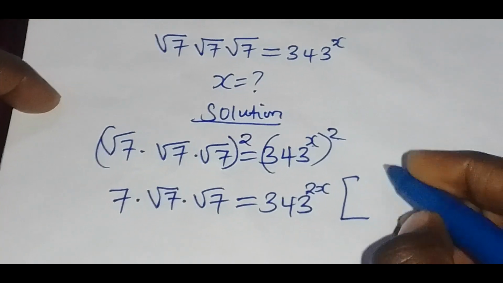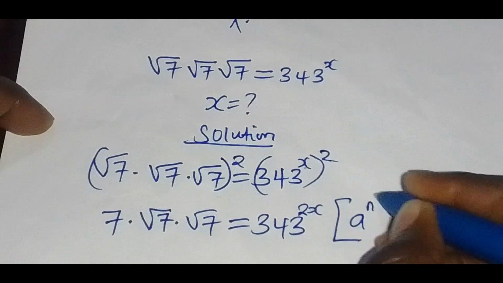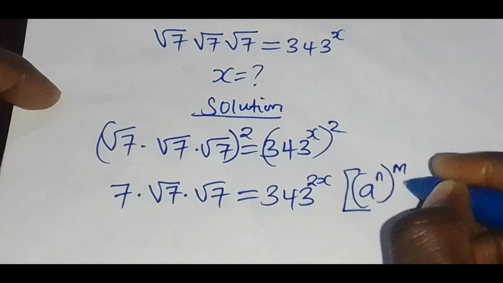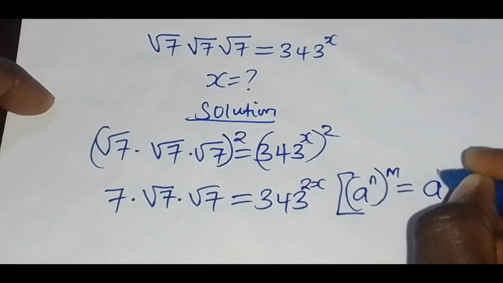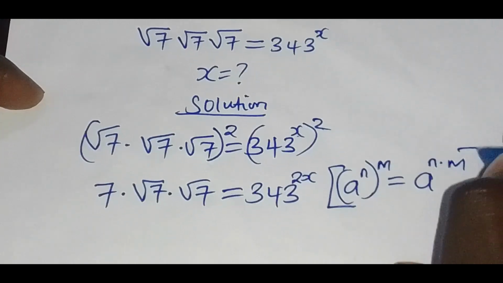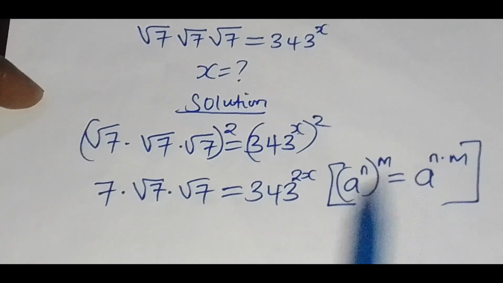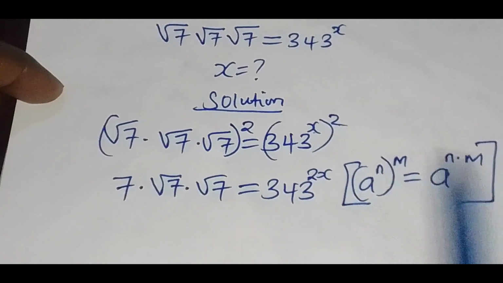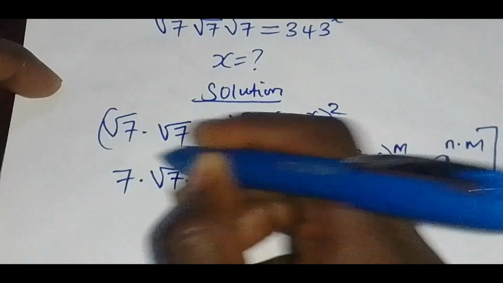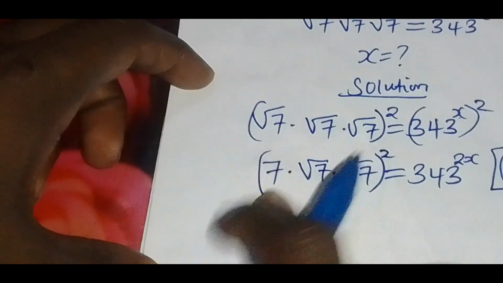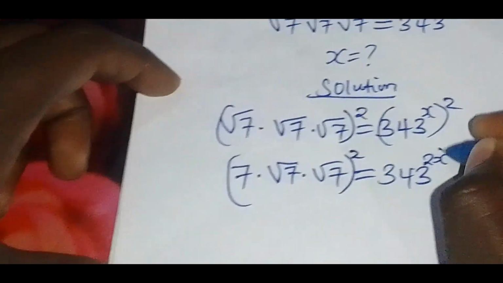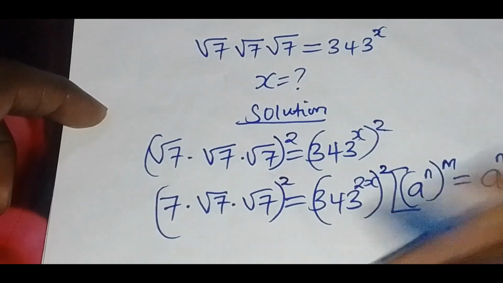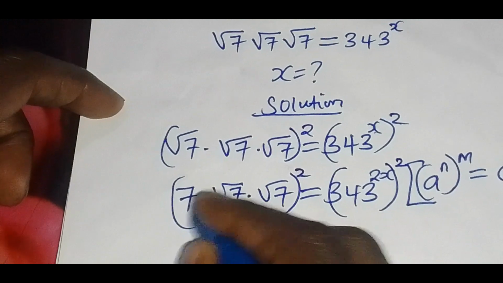Remember, we are applying the identity that a raised to power n multiplying by m is the same as a to the n times m. Okay, so if we apply this identity, then we'll have 2 times x, which is 2x. So we proceed again. We square both sides, that is the left hand side and the right hand side.